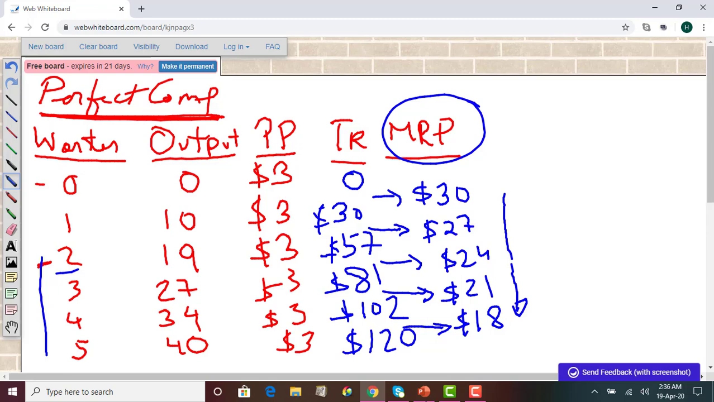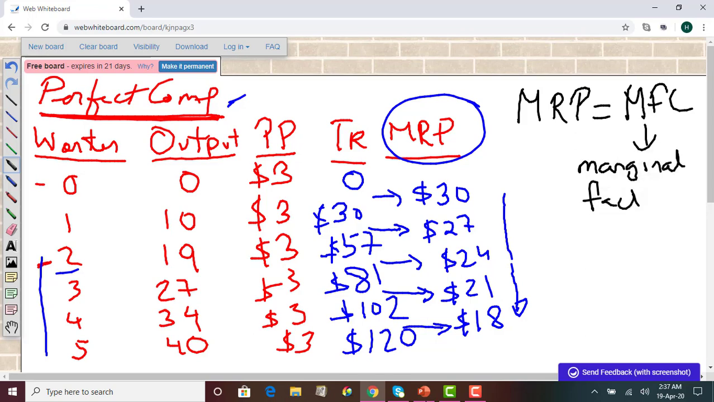But how are we going to decide what point we should be operating at? What is the most efficient point in this type of market structure? For that, we need to know that the firm, whether in perfect competition or imperfect competition, will always operate where marginal revenue product is equal to marginal cost, or marginal factor cost. MFC means marginal factor cost.